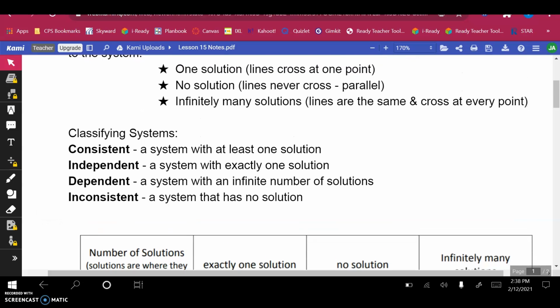Then we have four vocab words here. If you're asked to classify a system, these are the four words that they're asking you about. A consistent system is one that has at least one solution. So it could have one solution or it could have infinitely many. An independent system has exactly one solution. A dependent system has an infinite number of solutions. And an inconsistent system has no solution. Those four words are definitely important to us, and you need to have those written down so that you can answer the problems that ask you to classify the systems.